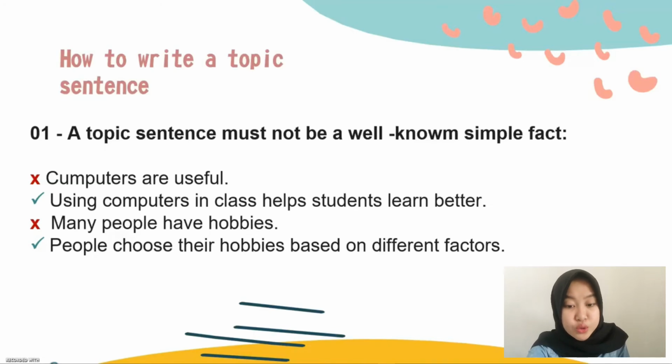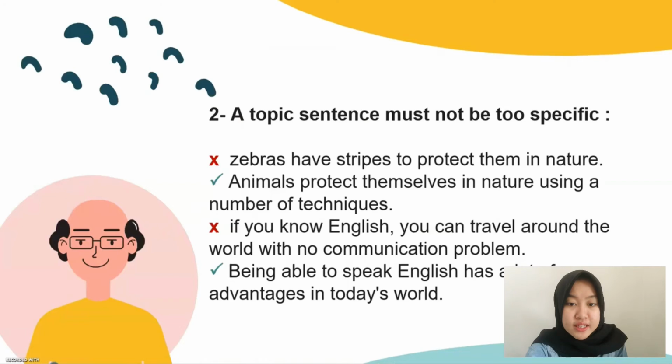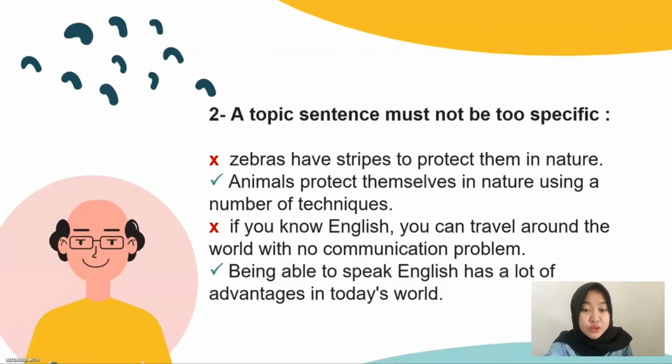Number 2: a topic sentence must not be too specific. This is a very common mistake. Let's have a look at the example so that it becomes more clear for us. "Zebras have stripes to protect them in nature." So this sentence is true. This sentence is interesting. This sentence is very well structured. Nothing wrong with the sentence. But do you think it's a good idea to use it as a topic sentence? Not really. And why not? Do you think you can write one whole paragraph explaining this sentence?